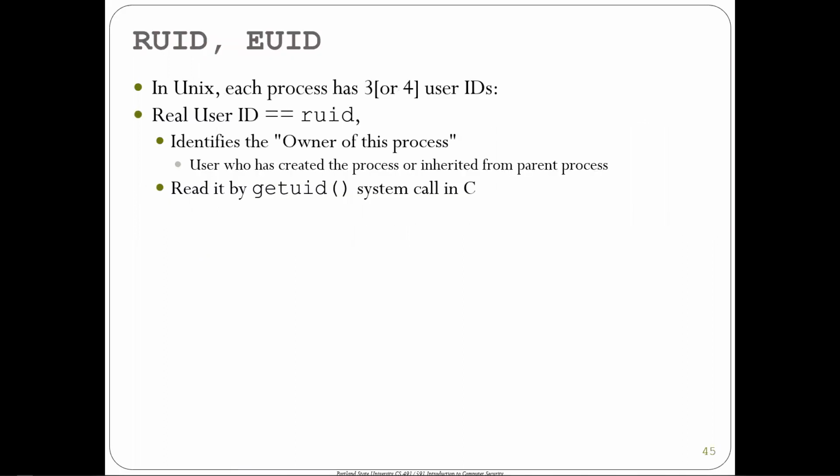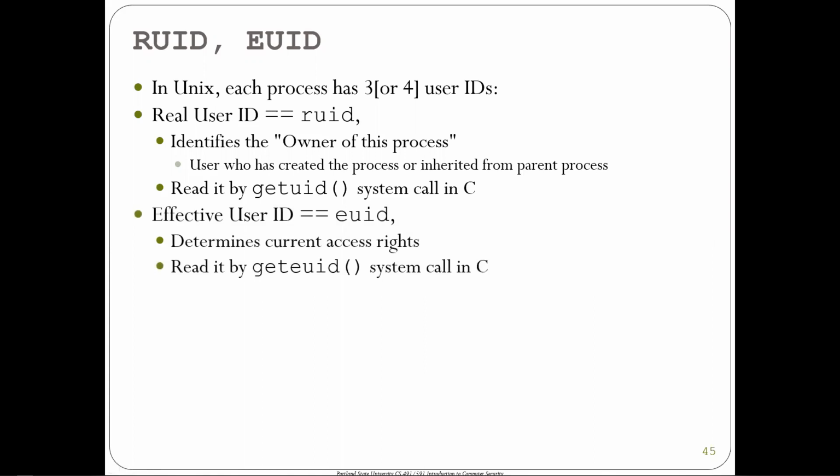Okay, when you run a set UID program, there are multiple UIDs that you have to deal with now. You have the original UID of the user, and then you have the effective UID if that user has been able to set UID as a different user. And so in this case, the real UID, or RUID in a process, is the owner of the process, the user who created the process or inherited from the parent process. And this is what you get back when you do the getuid system call in C.